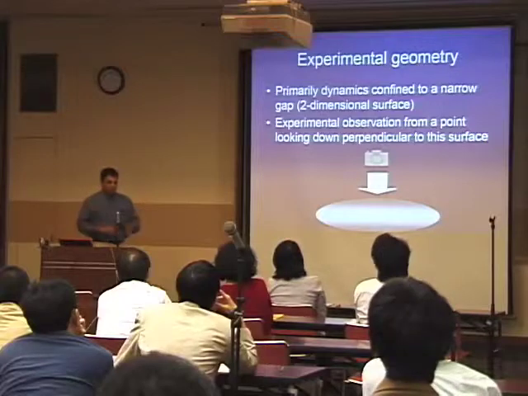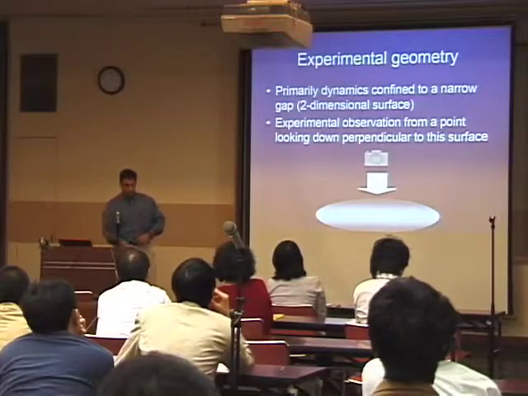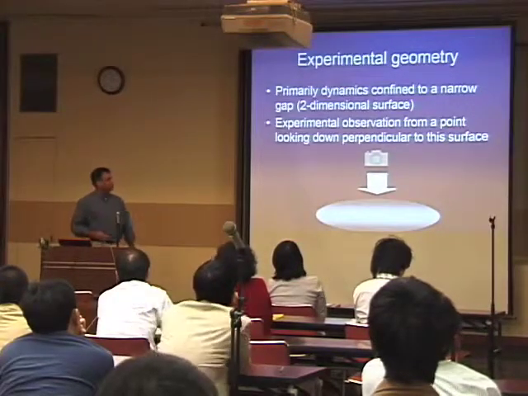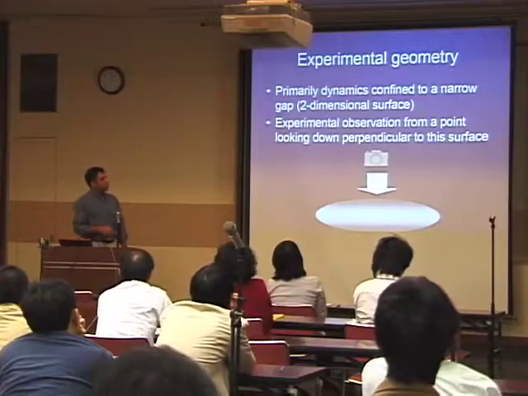So here's a general slide about what the experiments look like. You typically have something very confined. Everything we look at, the primary dynamics is in 2 dimensions. So you have some system which is very confined to 2 dimensions, and you're looking at it from the top. In all the images and all the movies I show you, you'll have a top view of something evolving in a 2-dimensional space.